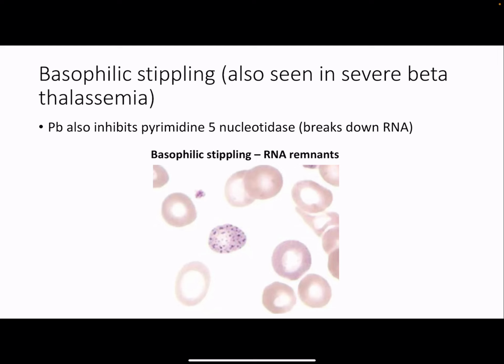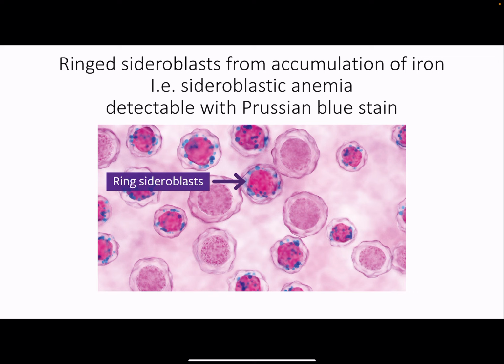So for basophilic stippling, we saw this earlier in severe beta thalassemia. This is where you have the RNA remnants. So it turns out lead also inhibits this enzyme, which breaks down RNA. Therefore, you're going to have more RNA, and it's going to concentrate itself and form these little insoluble granules, basophilic stippling. Additionally, like we said, you can't complex the protoporphyrin with the iron to make heme, so the iron levels are going to go up, and the iron is stored in these little granules shown here. I would know if they say something is Prussian blue stain positive, this is specifically looking for iron.